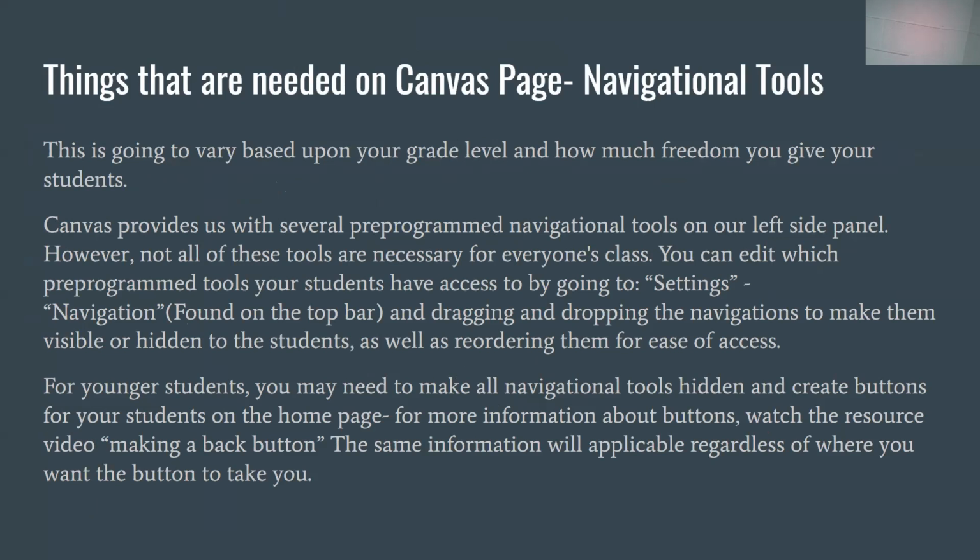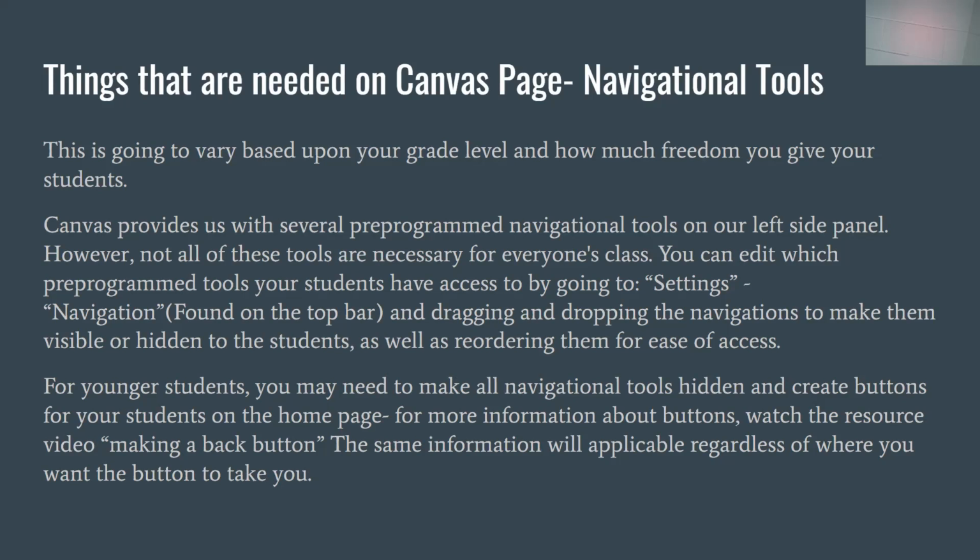So you can edit which pre-programmed tools your students have access to by going to settings, navigation, which is found on the top bar, and then dragging and dropping the navigations to make them visible or hidden to the students, as well as reordering them for ease of access. For younger students, you may need to make all navigational tools hidden and create buttons for your students on the home page. For more information about buttons, there's going to be a resource video called Making a Button.